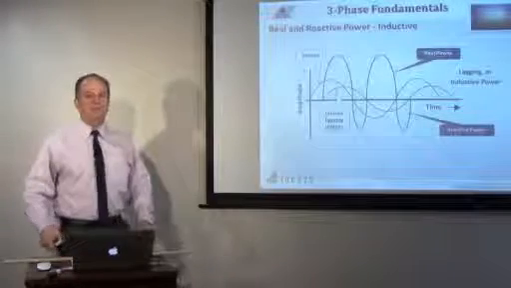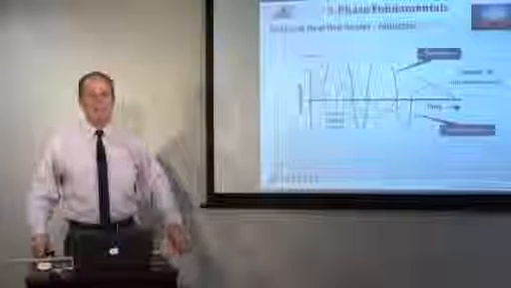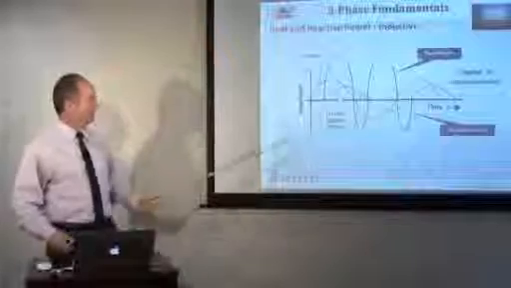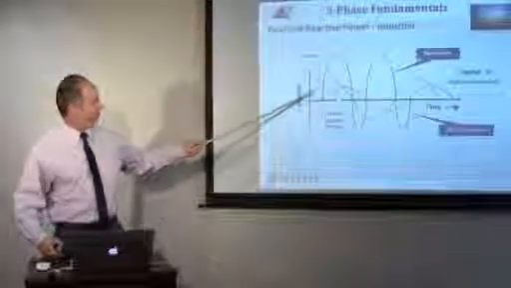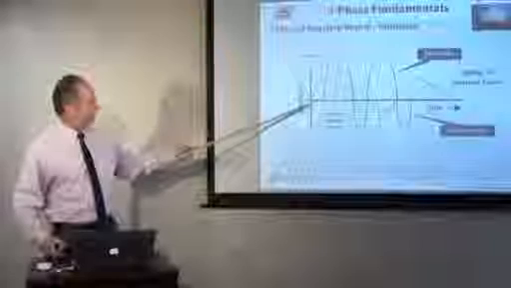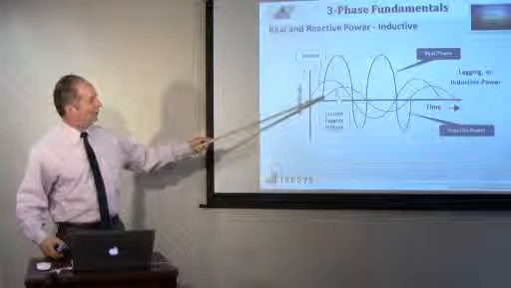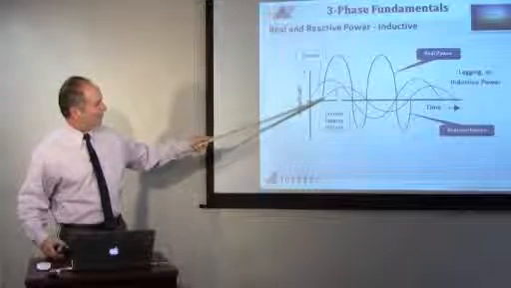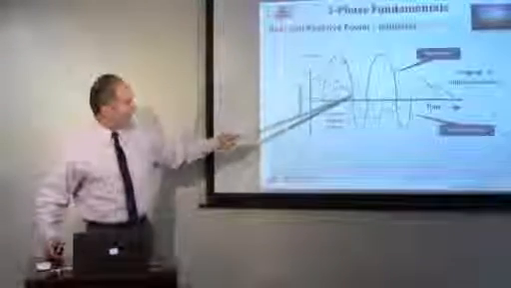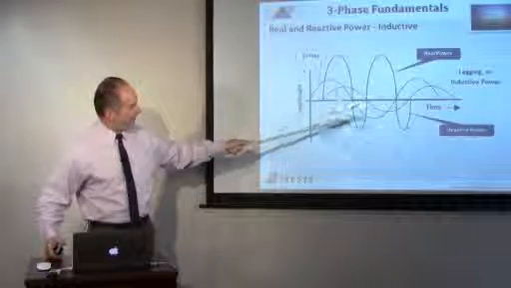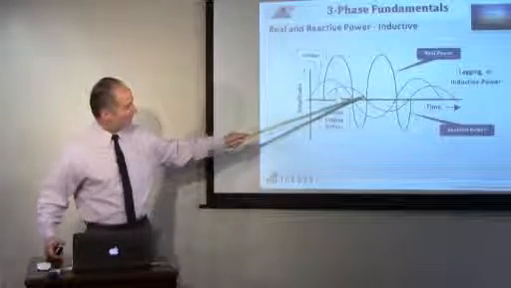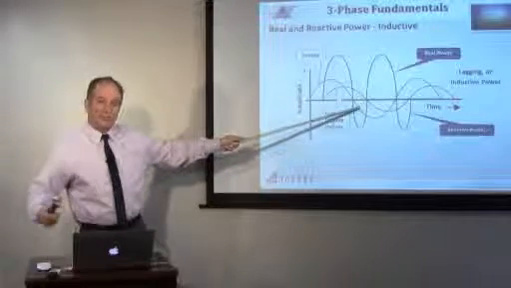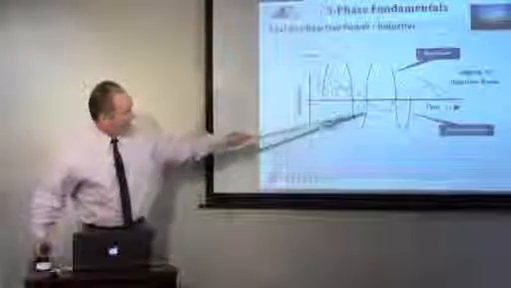Okay, now here we have the case where we have inductive load. Inductive load, as you remember, the current lags the voltage. So what happens here in the real world? We have voltage here, which is our reference, and current lags. So if the current lags, our voltage is positive and our current is positive here. So a positive times a positive is a positive. Now here the voltage goes negative, but the current's still positive because it's lagging. Here we have a positive and a negative. A positive times a negative is a negative number, so we have negative power.